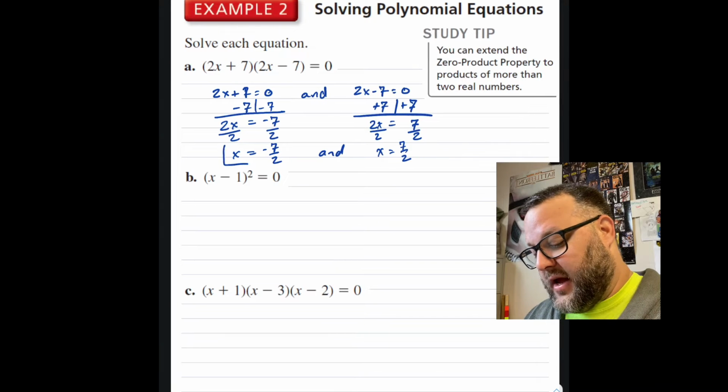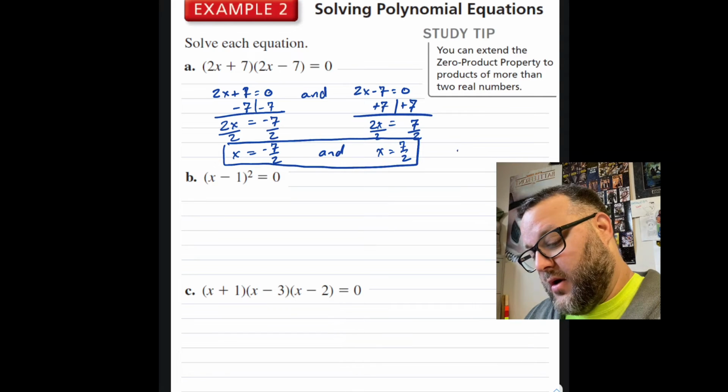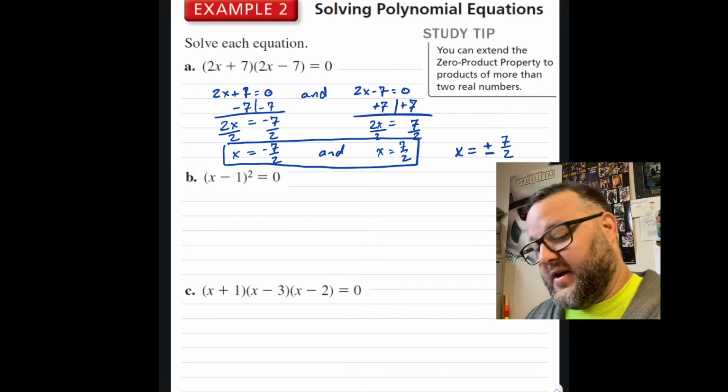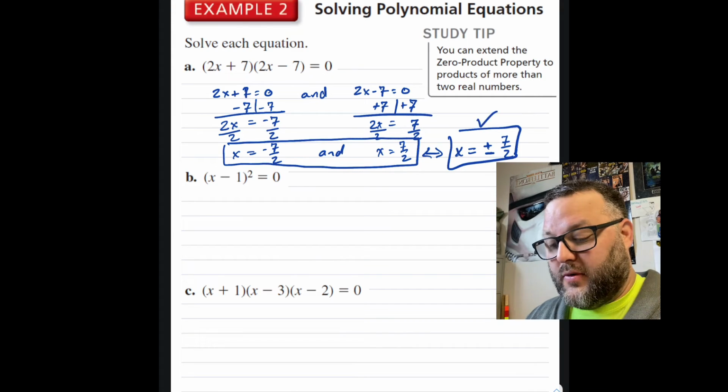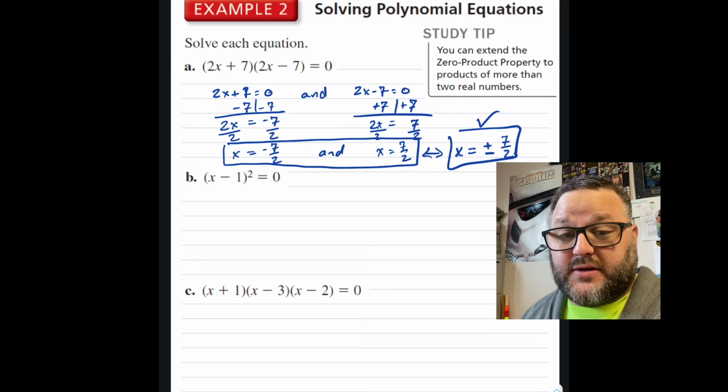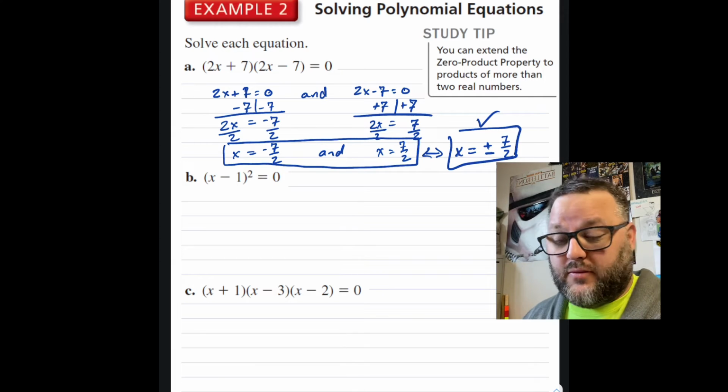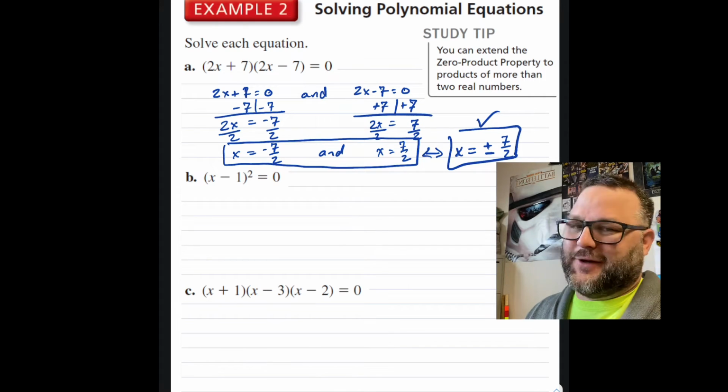Now, we can absolutely answer this way. A quick notation pointer. We could also write x equals positive and negative 7 halves. These two mean the exact same thing. So I prefer this one just because it's shorter, it's easier to write, and once you learn how to read it, you know exactly what it says. So since it says the same thing, takes less time and effort, I like doing it. All right.